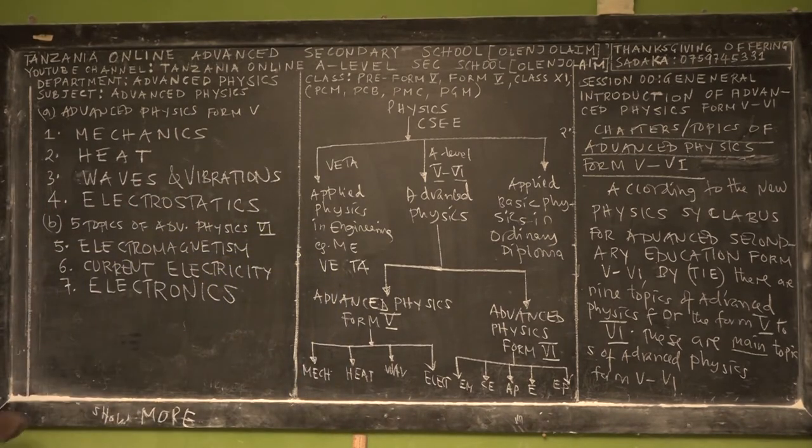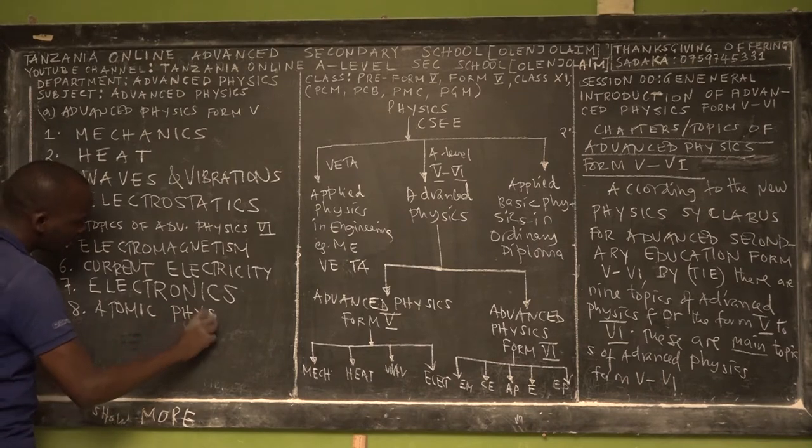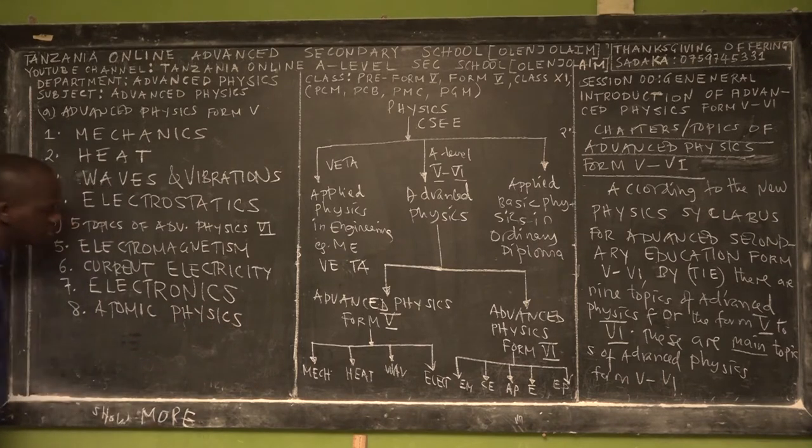Okay, the next topic, which is number 8 in this listing, will be atomic physics. Previously, during our time, we called this modern physics. But here, the syllabus calls it atomic physics, where we have four topics, and the relationship between atomic physics and general chemistry. The last topic in this listing we call environmental physics.